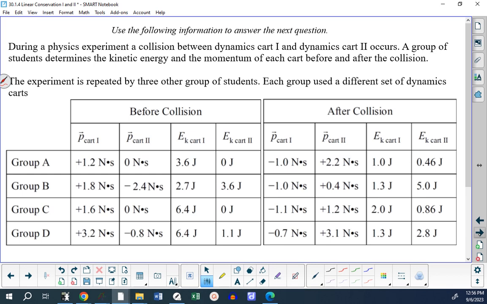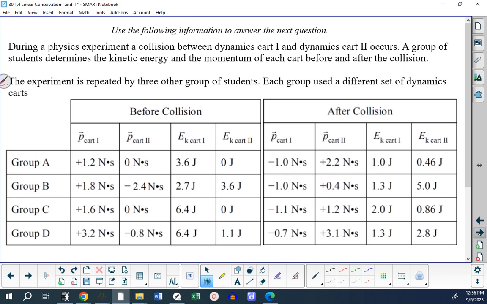And if I want to find kinetic energy, I can calculate it using 1/2 mv squared. I know how to do that. So I measure the speed, I know the mass, find the kinetic energy. There are ways to determine the momentum. The momentum is mass times velocity.